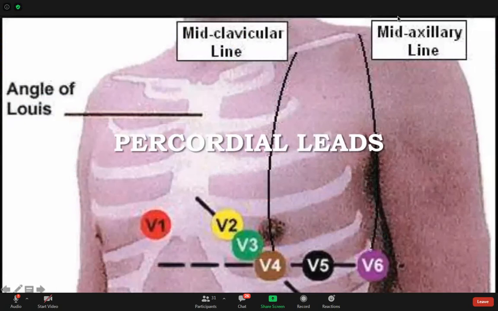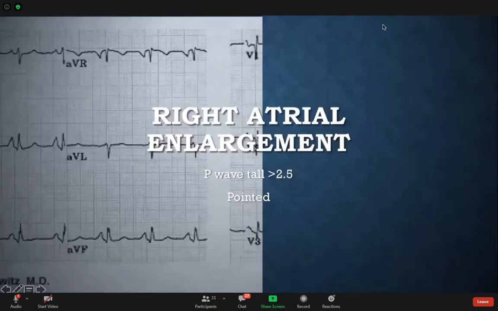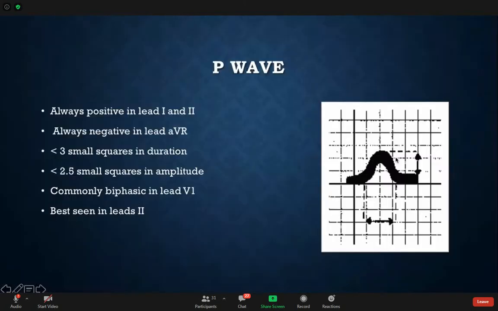So let's see more about the waves, not the placement or the electrodes. So the P wave. Sorry, let's go back. So for the P wave, we have a couple of rules. They're always positive in lead 1 or lead 2, and always negative in aVR.